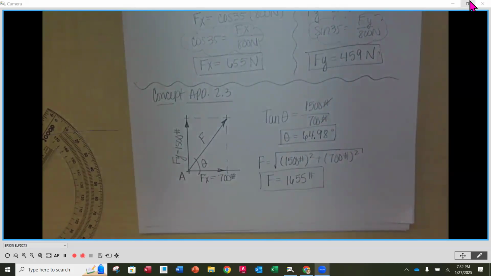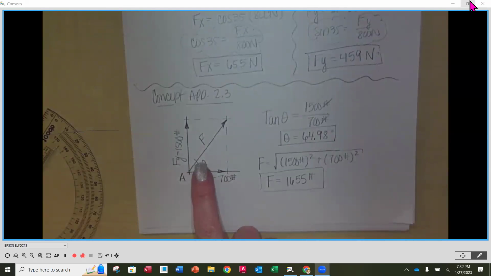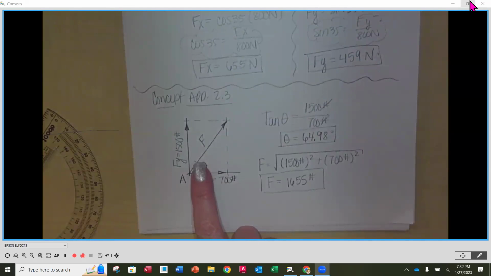And now here again, you're going to notice that I have F is equal to 1655 pounds. Make sure you put your units throughout, right? And then in your final answer. And if I'm seeing an F that you're solving for, I'm looking in your diagram. Is there an F in there? And there is, right? So make sure that you label so I know that you know what you're solving for.